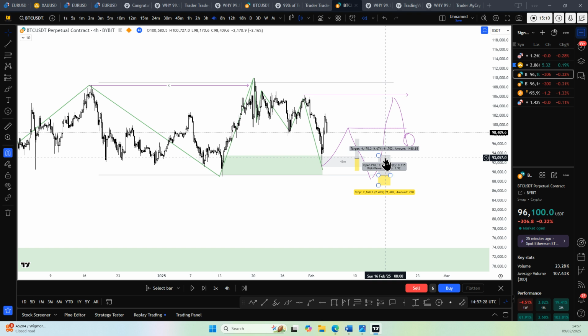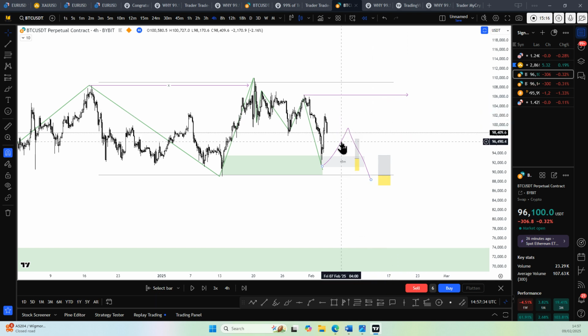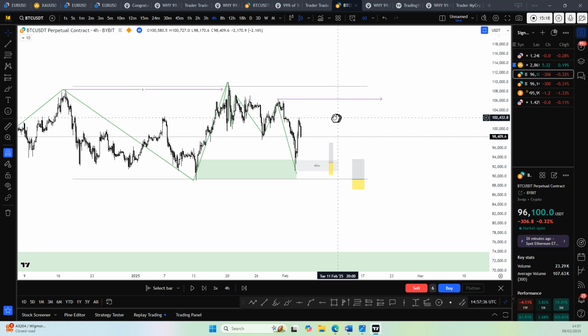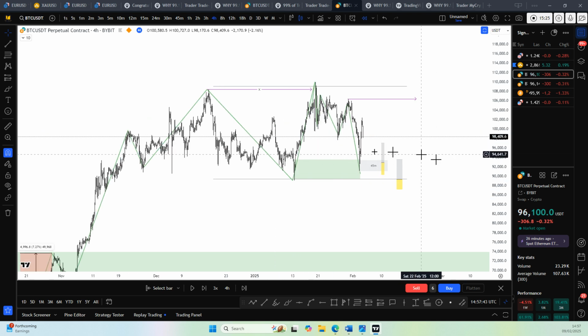But regardless, we're going to plan for that potential anyways. So that is another long play that I will be looking out for. Probably not today, but maybe about Wednesday this week. It looks like that might take place. So that is long number one, long number two. It is worth checking.